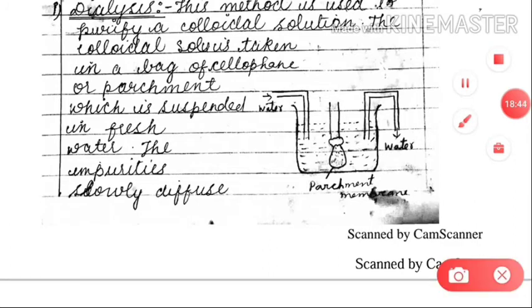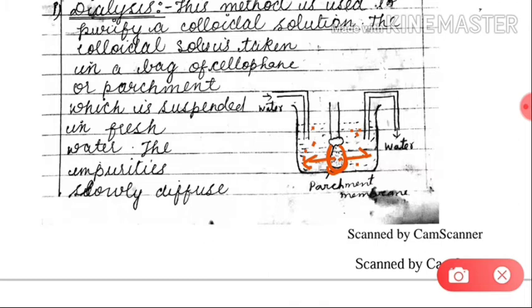This is a parchment membrane, and in this we are taking the colloidal solution, and this membrane containing the colloidal particles we dip in a solvent. This method is used to purify a colloidal solution. The colloidal solution is taken in a bag of cellophane or parchment which is suspended in fresh water. When we suspend it in water, slowly the ionic impurities present in the colloidal solution diffuse out and come out into the water.